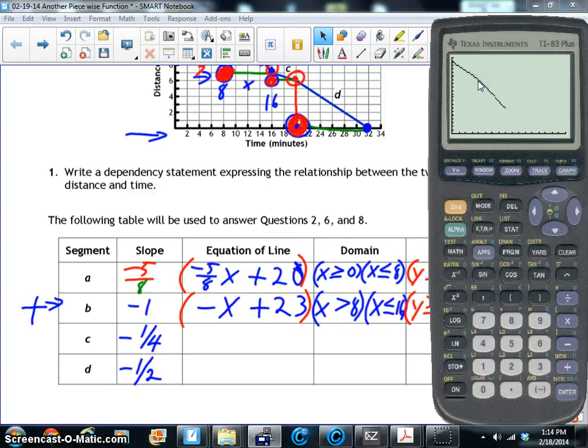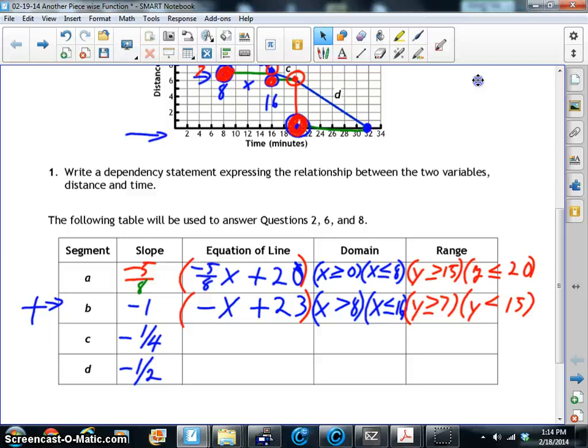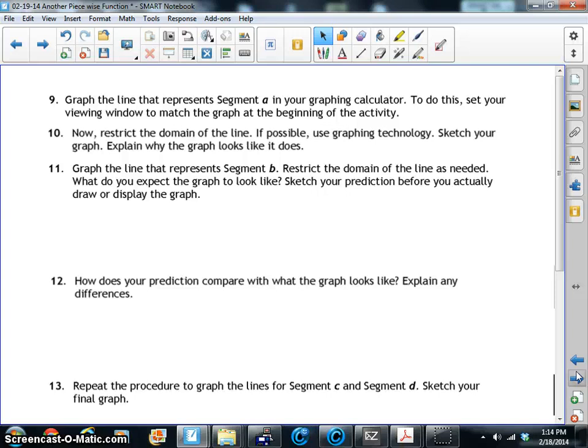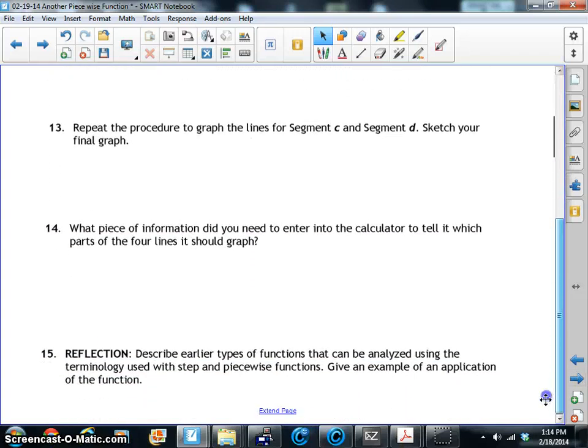So you guys are going to be recreating this on your calculators, and this should be really simple to do after a little bit. And that's about it for this. We're going to answer the rest of these questions. There's about 15 for today's work. So your prediction, sketching graphs, repeat the procedure, graph the line segments C and D, sketch your final graph. What piece of information do you need to enter in the calculator? Tell it which parts of the 4 line segments you should be graphing, and describe earlier types of functions.